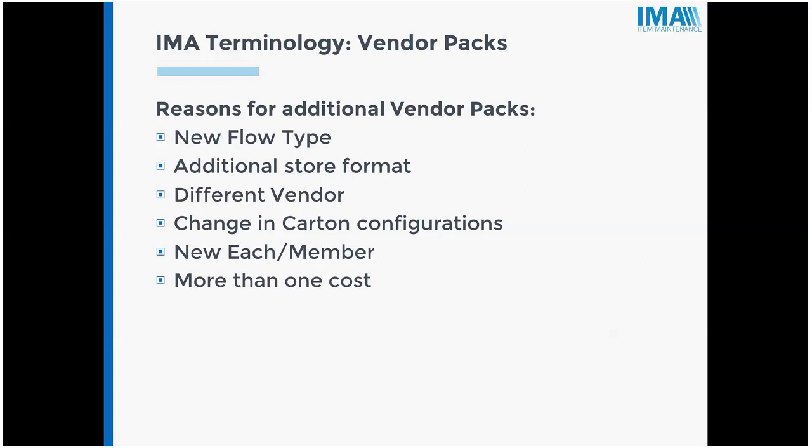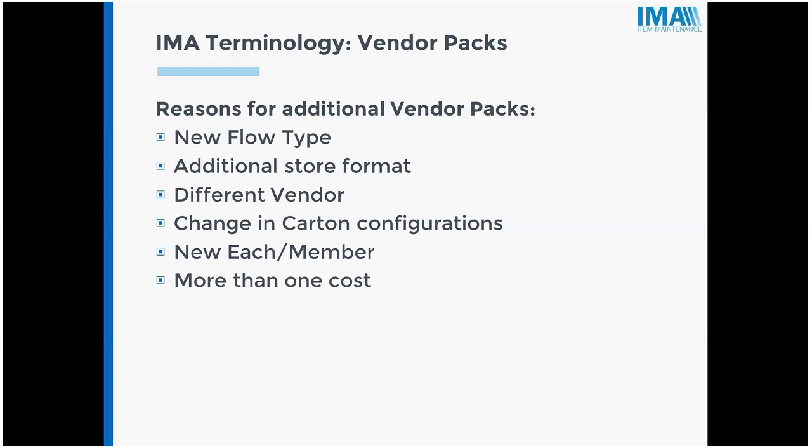Another reason that we might need a new vendor pack from you could be that there's a change in the carton configurations. So maybe we've been ordering your product in a 2442 configuration, and now we actually want to be able to order it in a 2222 configuration. So we would need a new vendor pack for that new carton configuration.